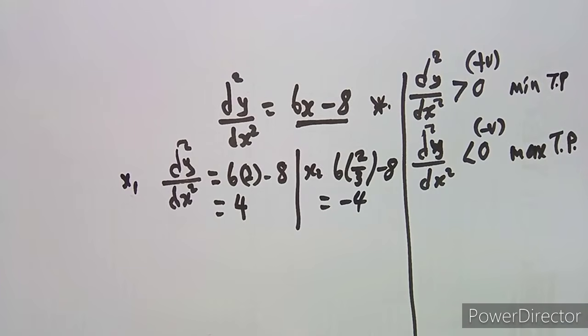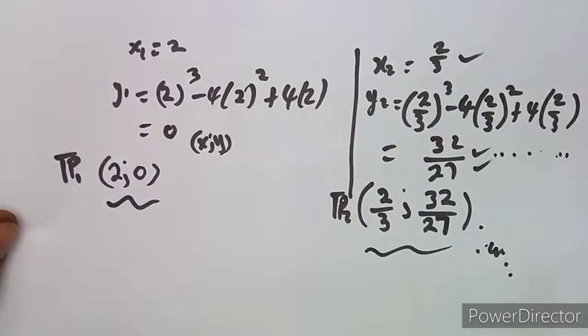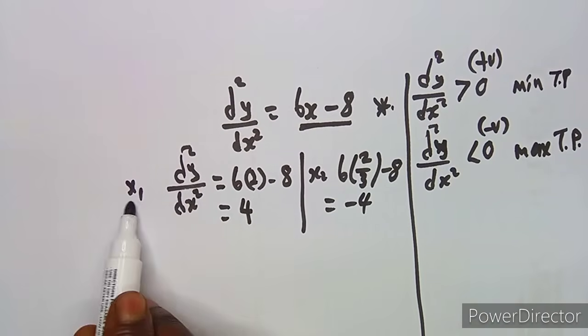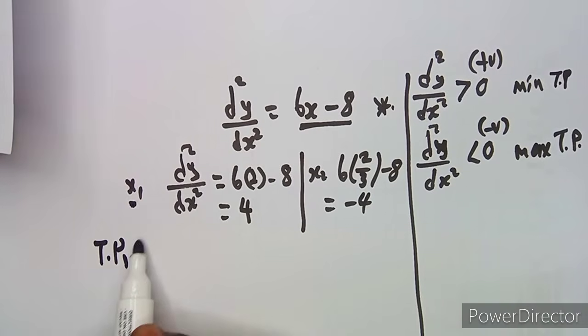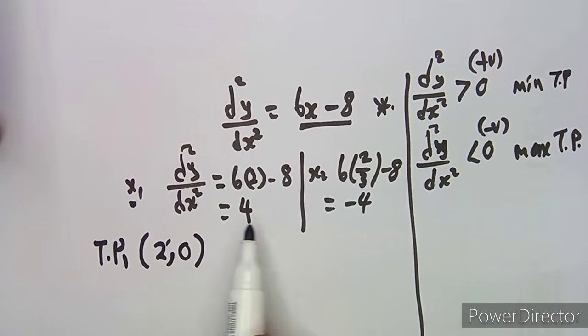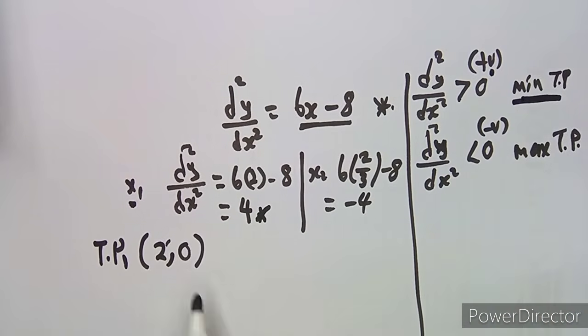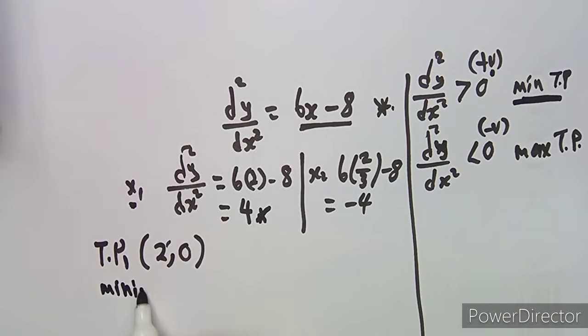All right. So from this part that we are given, now what is the nature of our turning points? This was the first turning point, and this was the second turning point. From this comparison that we did, from x1, the first turning point, which is (2, 0) in this case, since this is positive, that's a minimum turning point. So it means this point (2, 0) is a minimum turning point. So that's what you're having there.